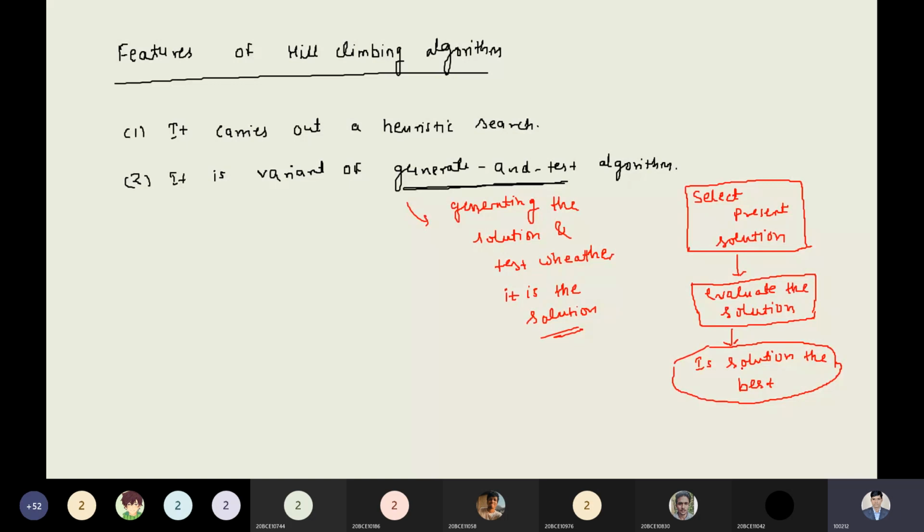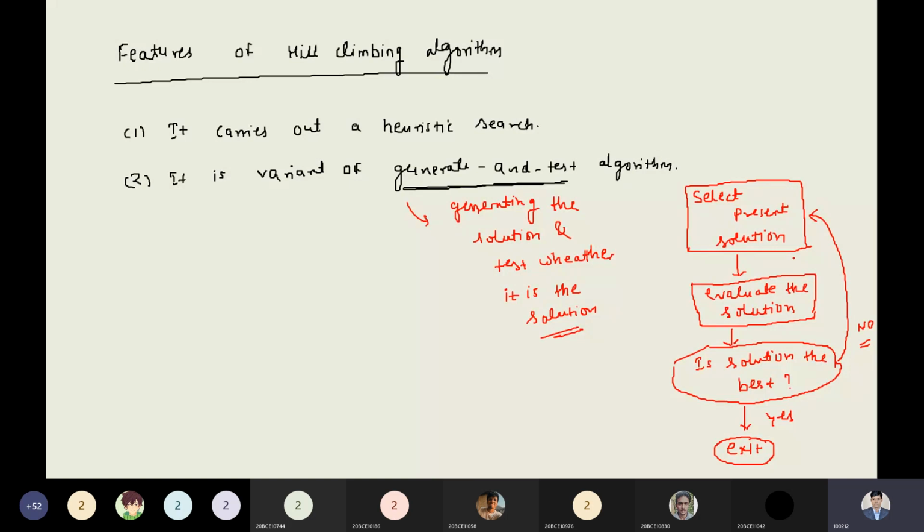If the solution is not the best as per our desired solution, we check: if it is yes, then we stop. If it is not yes, then we again select the current solution, because we can have multiple solutions. If you know the problem, you can design many solutions, so we will choose the optimum solution. We will choose the best solution, but we will check whether the chosen solution is the best or not.